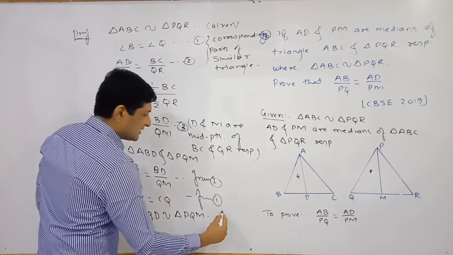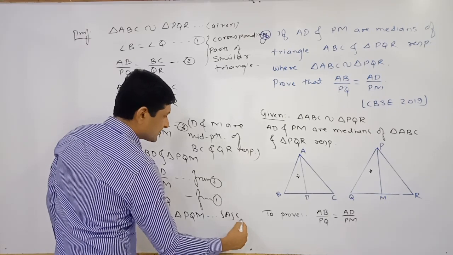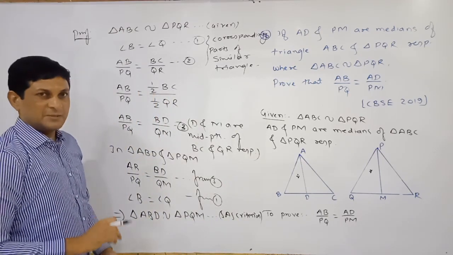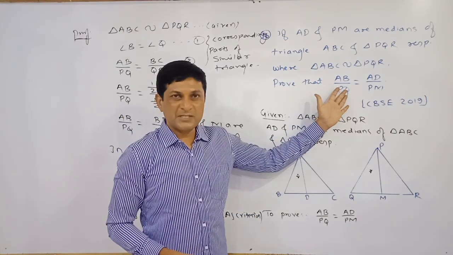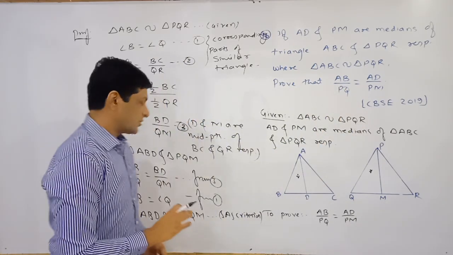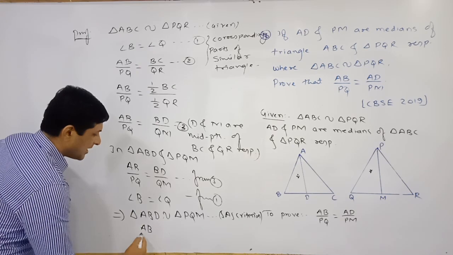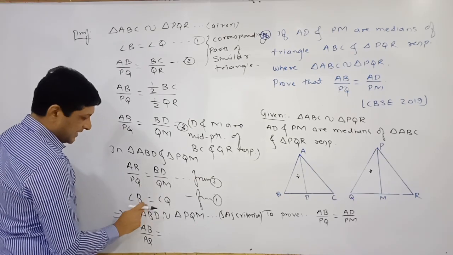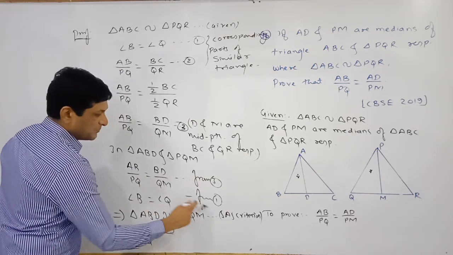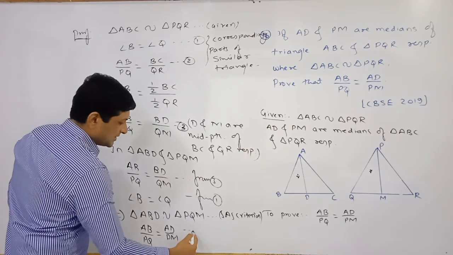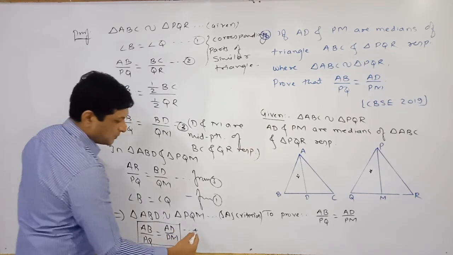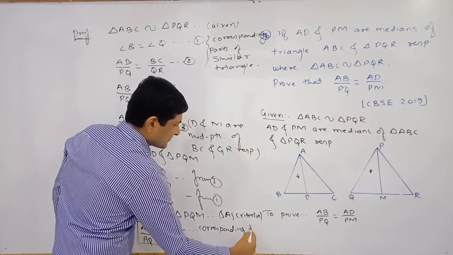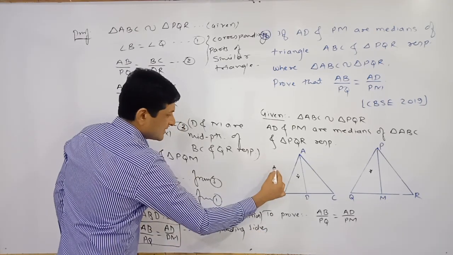By which criterion? SAS criterion. So we have shown that these two triangles are similar, and since they are similar, we can say that corresponding sides are in proportion. So which are the corresponding sides? AB upon the corresponding side of AB, which is PQ, will be equal to AD upon the corresponding side of AD, which is PM. Here give the reason: this is our required result. Corresponding sides of similar triangles.